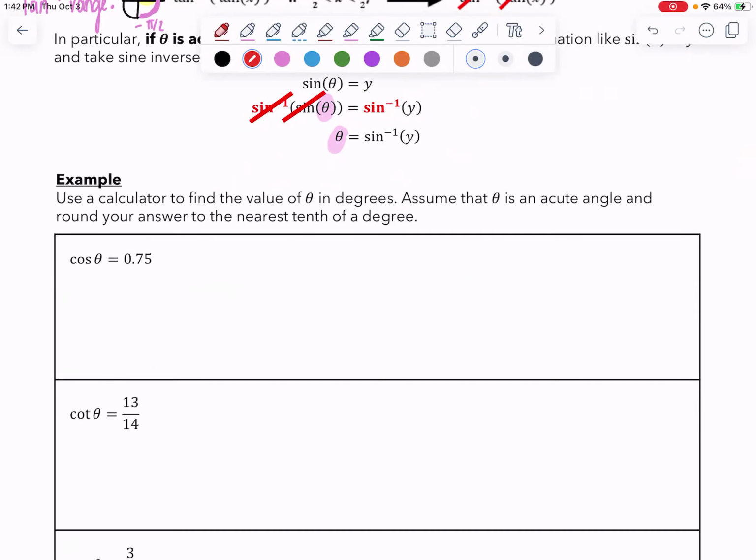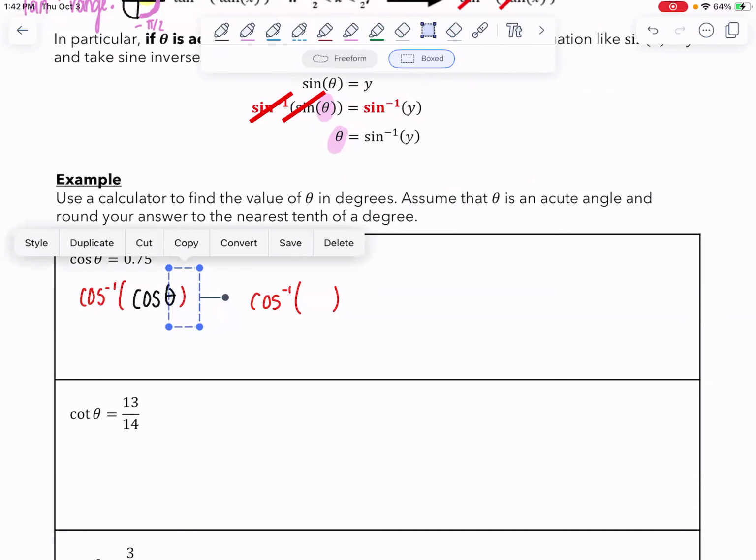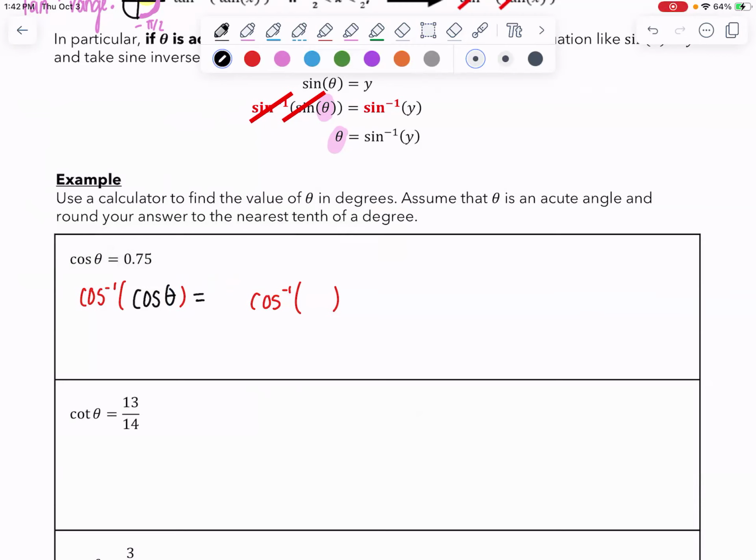Not a big deal. Here, we're going to try to get theta by itself. We want to answer in degrees, so make sure your calculator is in degree mode. We're assuming that theta is acute, and we're rounding our answer to the nearest tenth of a degree. To get rid of cosine, I'm going to take cosine inverse on both sides of the equation. So cosine inverse of cosine of theta is equal to cosine inverse of 0.75. So I'm on both sides taking cosine inverse.